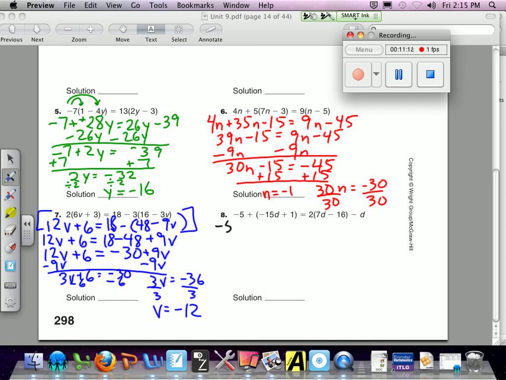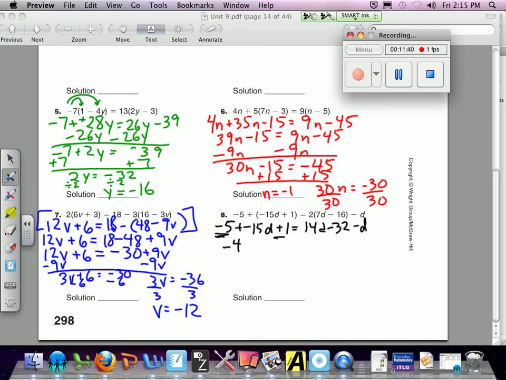Negative 5 has nothing else going on with it, so it just tags on for the ride. Plus negative 15d plus 1. That really didn't give us much of anything at all. Distributive property over here, 14d minus, so distributed over the subtraction, 32, and then minus the d tags along for the ride. This over here, negative 5 and plus 1, the result of combining those terms is negative 4.